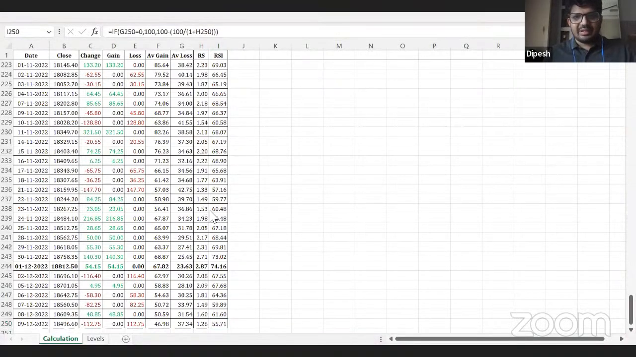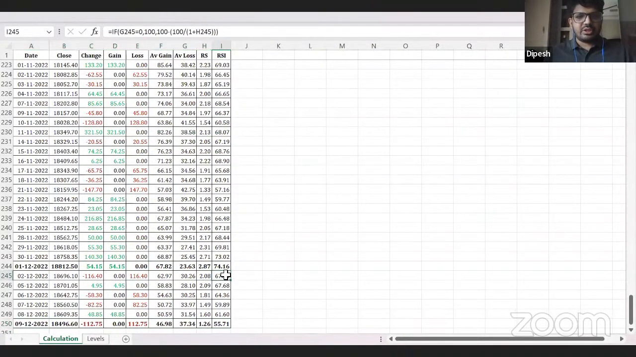Now let's see how these values look on the chart. If you see the RSI, yesterday's 14 period RSI was 55.71, which is exactly the case over here. Previous RSI was 55.71.